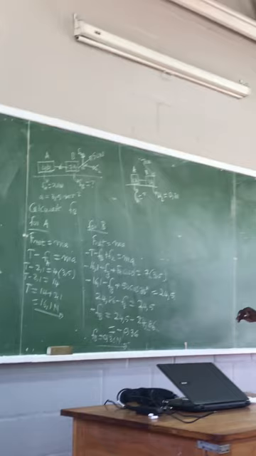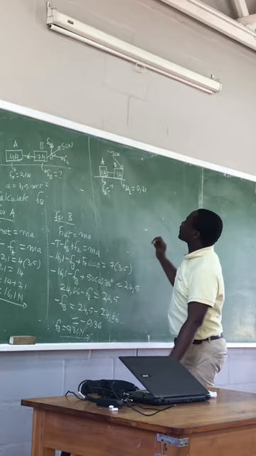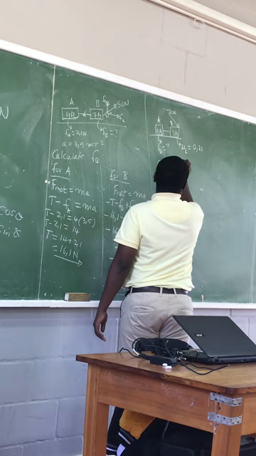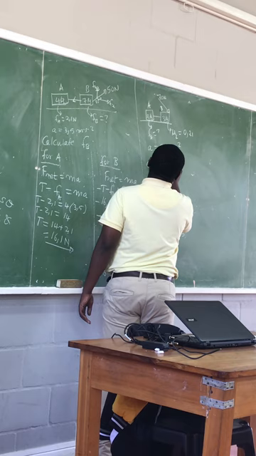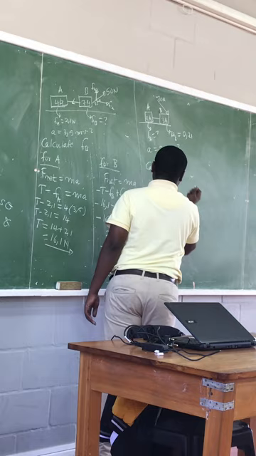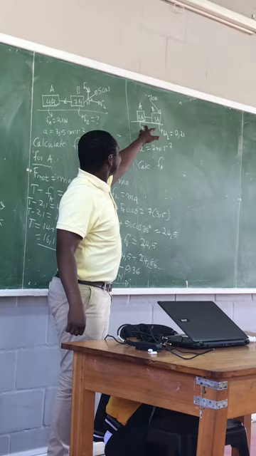Then again, the acceleration is 2 meters per second squared. Then we calculate FA. Calculate FA, that's the question. The frictional force. So calculate.